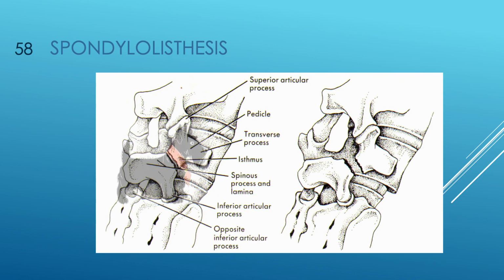Here you can see the spondylolysis, which is that Scotty dog sign, and then the spondylolisthesis would then be that anterior slippage, which is occurring. If you look at the right image, you can see that one vertebra has slipped forward beyond the neutral position.